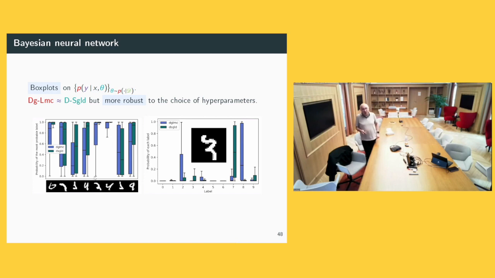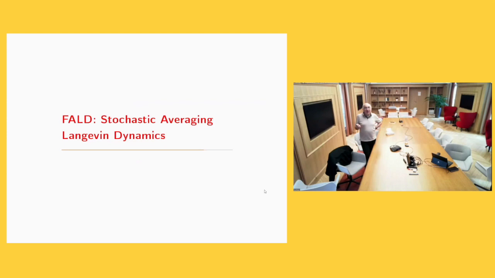This should be a 4, but it's not completely clear. And you see there with DGLMC compared to DSGLD, you see the difference of distribution. So you see that our distribution has a large variance, so we are able to reproduce doubts. So we say it can be a 2, it can be an 8, something like this. Okay, and then I will skip this one.